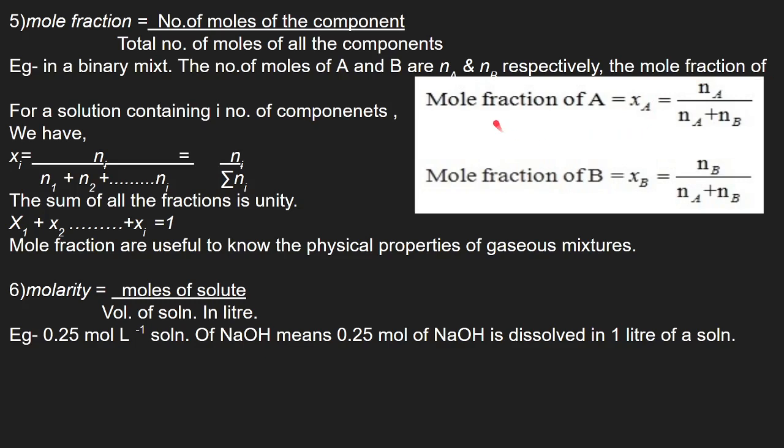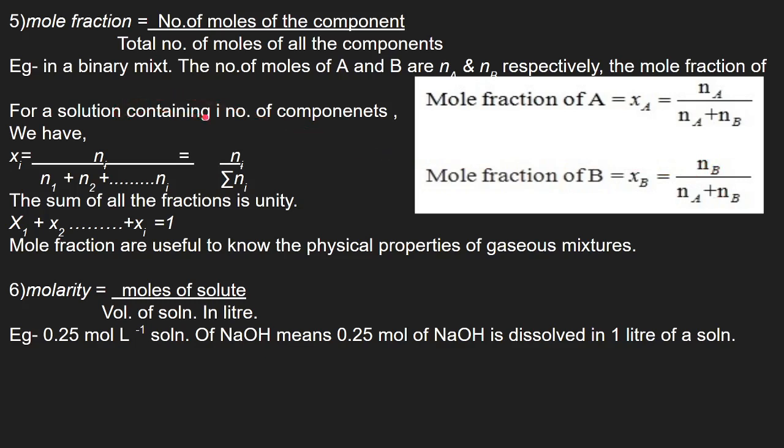So mole fraction of A is expressed as small x. So Xa is equal to number of moles of A divided by number of moles of A plus number of moles of B. Same for mole fraction of B: Xb is equal to number of moles of B divided by number of moles of A plus number of moles of B. So like that, this is the total component and this is the particular component.